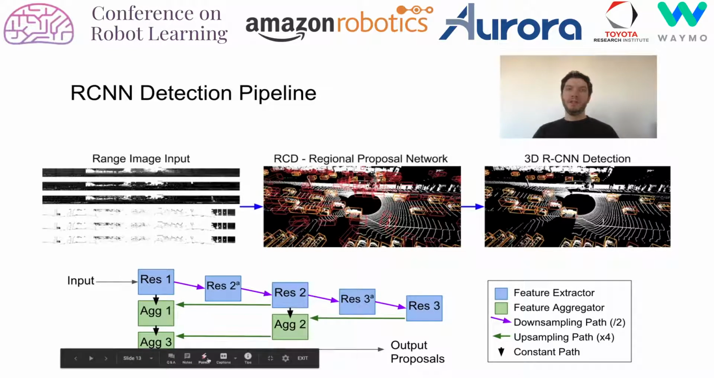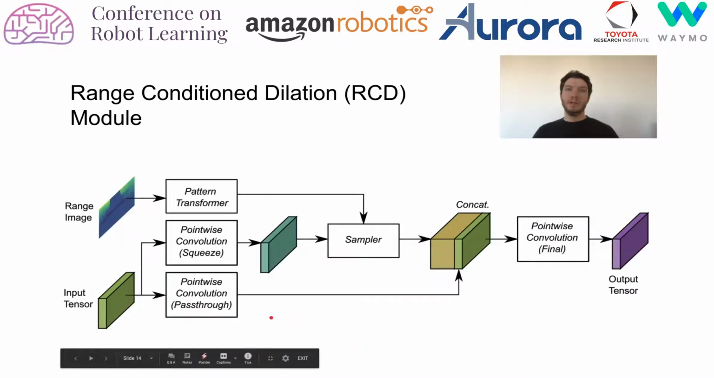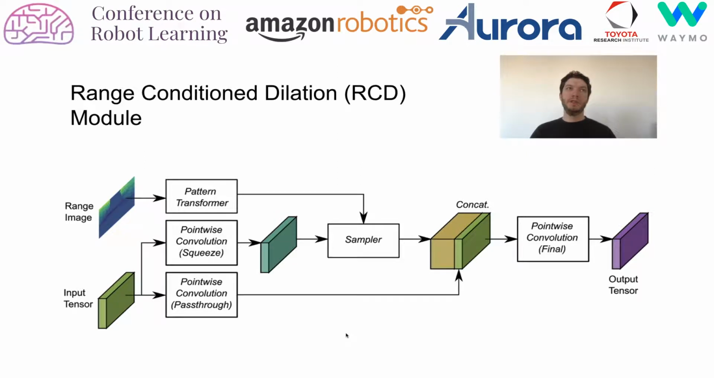The core novelty is in this central region proposal stage because we apply 2D dilated convolutions, which can be inserted at different layers in this backbone network. The actual module for adjusting dilation is composed of this spatial transformer, where the input pattern of the local points is transformed and scaled based on the location of the pixel and the input range at that pixel location.